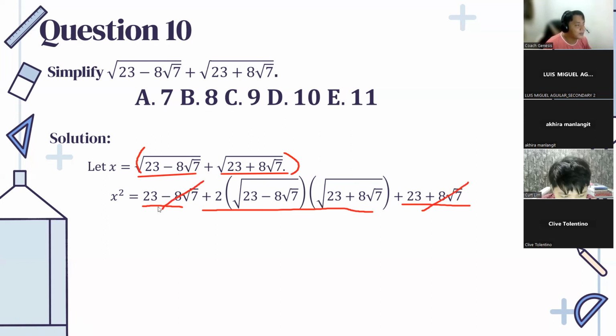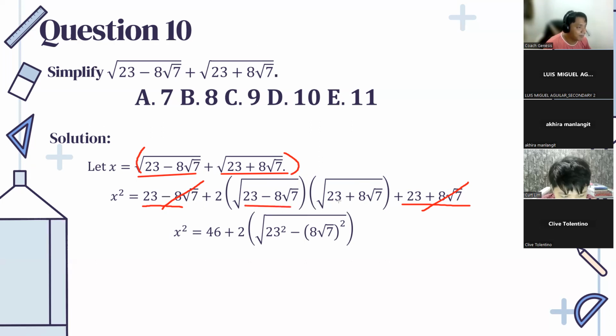So I think that's it for this one. So you have x squared is equal to 23 plus 23, which is 46, plus 2. Okay, notice that the radicand here has the form of the factors for difference of two squares.